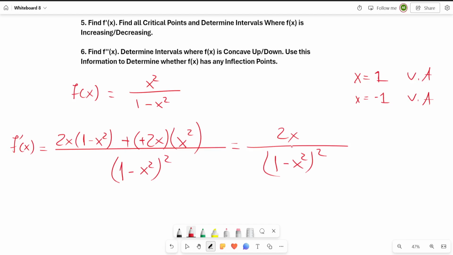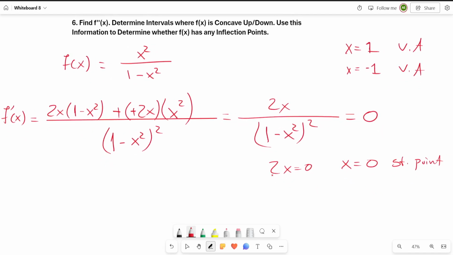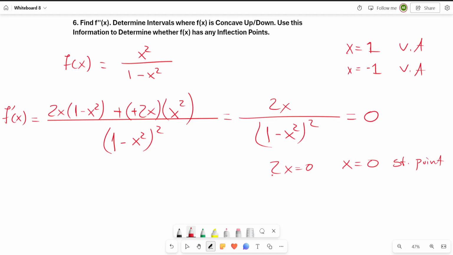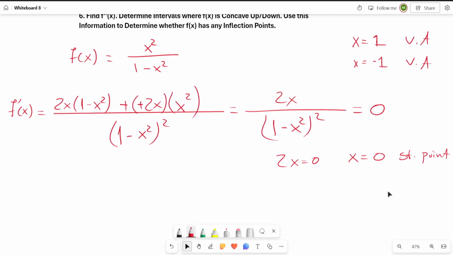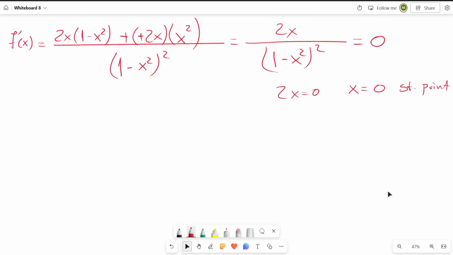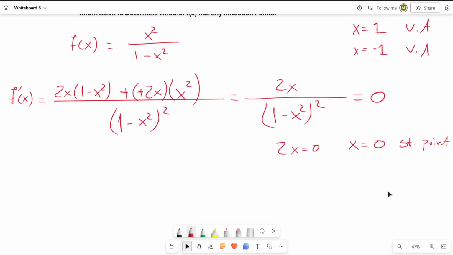So the second thing is to determine the stationary point. So I will equate this first derivative to 0. So I can see that I have 2x equals 0. So x equals 0 is a stationary point over here. Okay, so to determine the nature of the stationary point, is it a maximum, is it a minimum, we will do the same thing, finding the intervals where they're increasing and decreasing, and this will help us determine if this point is a maximum or a minimum.